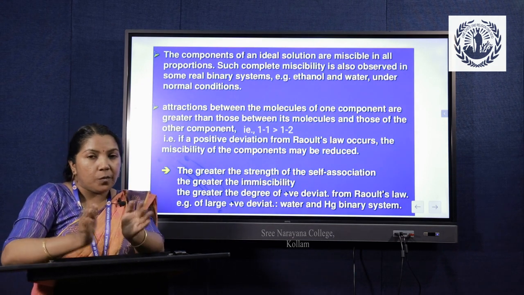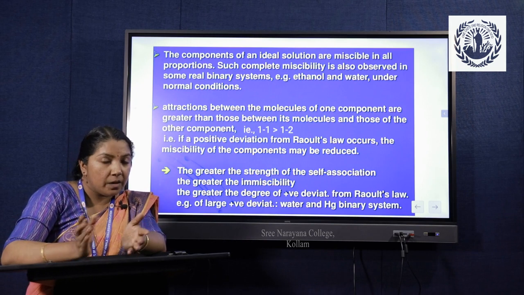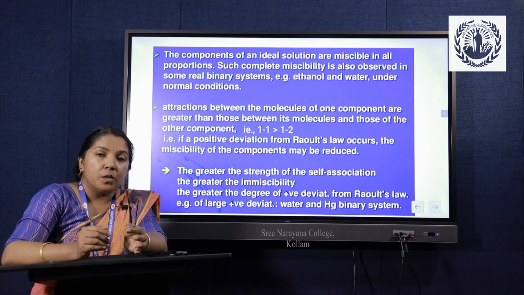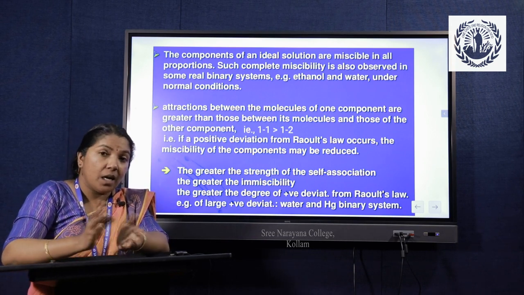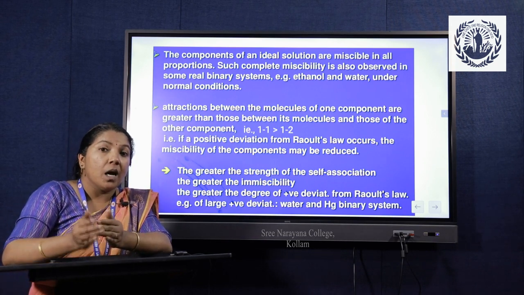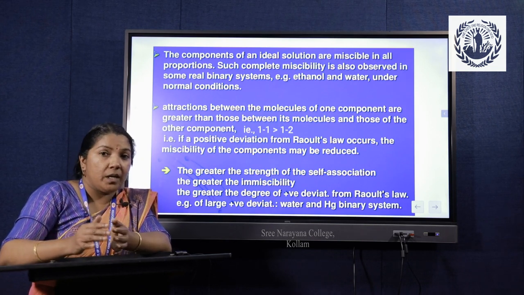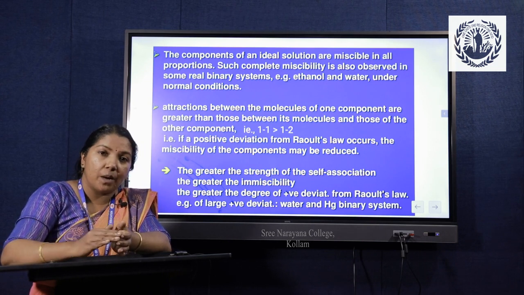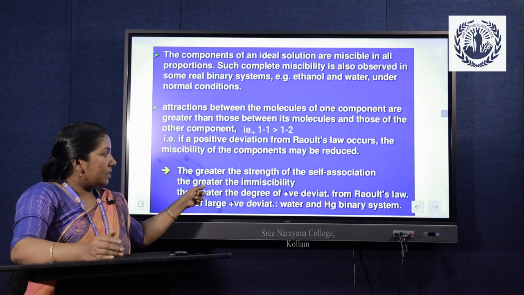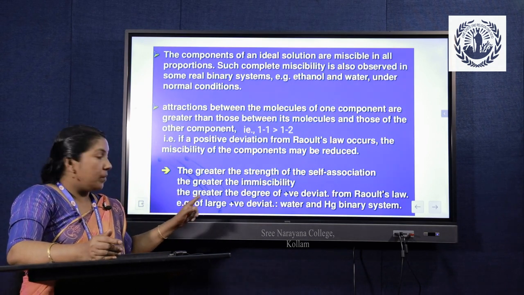Because if you consider two components A and B, and you are adding A to B, if the AA interaction is much greater than the AB interaction, that means the molecule has more affinity to itself only. It does not like to interact with the other component. So, this is the case discussed here: the greater the strength of self-association, the greater the immiscibility.